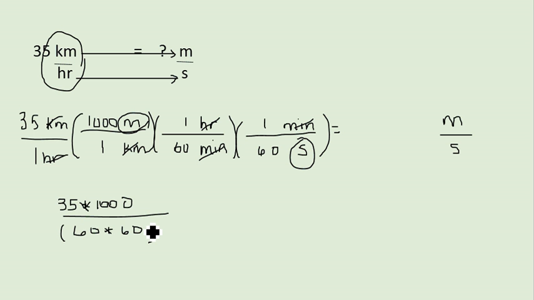But generally, if you just stick with your order of operations and use parentheses whenever you can, you'll be pretty good. All right, so once I do that math, I come out with my answer of 9.7 meters per second.